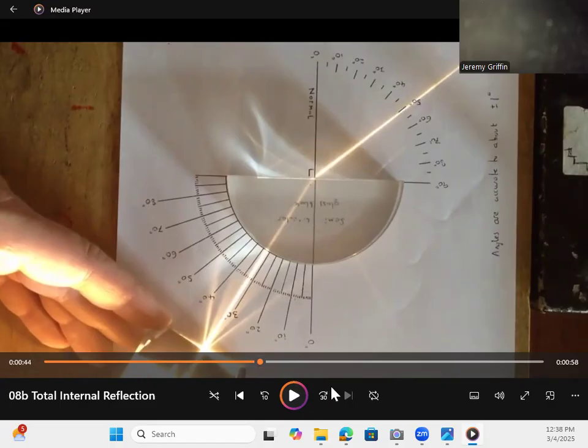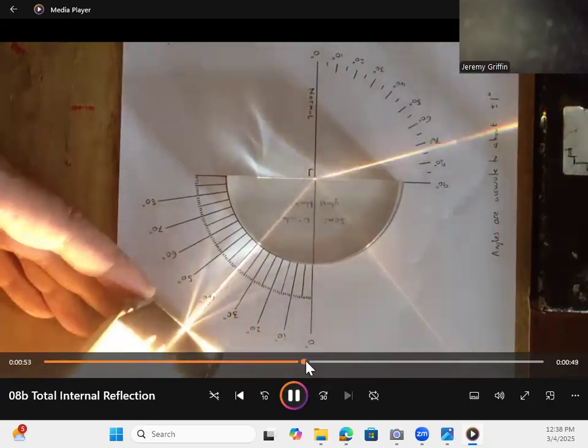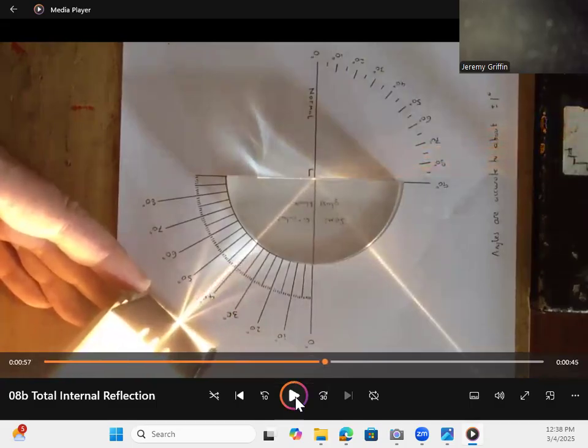42 degrees. Let's see. So scroll ahead a little bit. I think I passed it. Right. Bam! Right there. Do you guys see that refraction go all the way flush to 90 degrees? And now the refraction is gone, and it's all reflection. That's called total internal reflection.